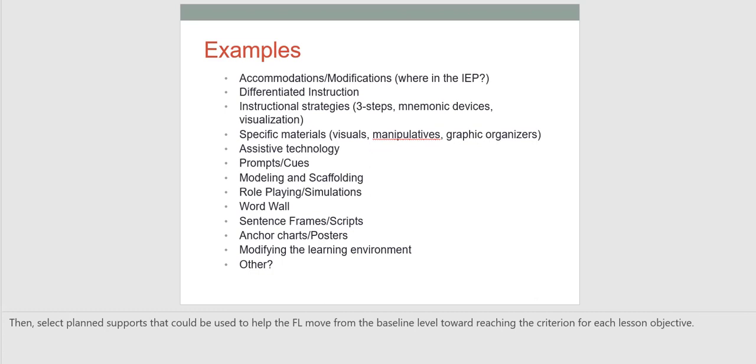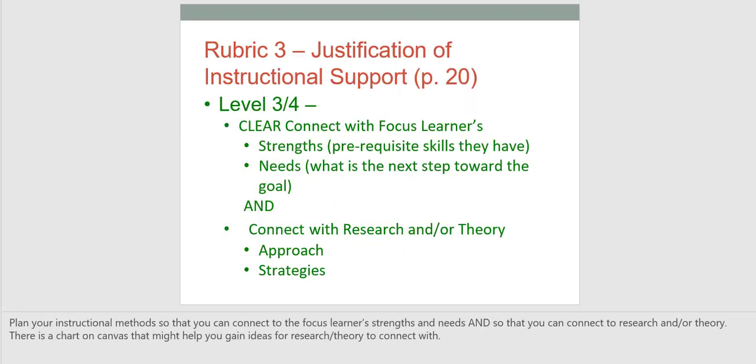Then you'll select planned supports that could help the focus learner move from baseline performance levels toward reaching the criterion for each lesson objective. Examples of planned supports might include the accommodations and modifications that are listed in the IEP, differentiating your instruction, including mnemonics or visual aids, using assistive technology, using prompts, role-playing, a word wall, sentence frames, anchor charts, or making some modification to the learning environment.